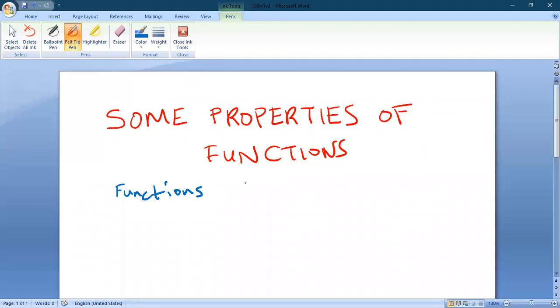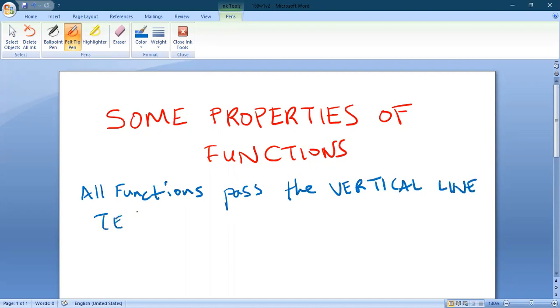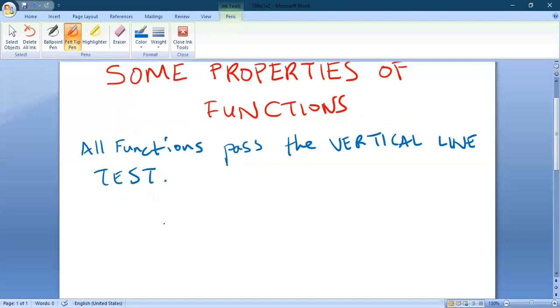functions, actually all functions pass the vertical line test. So what is vertical line test, by the way? Let me write this down.